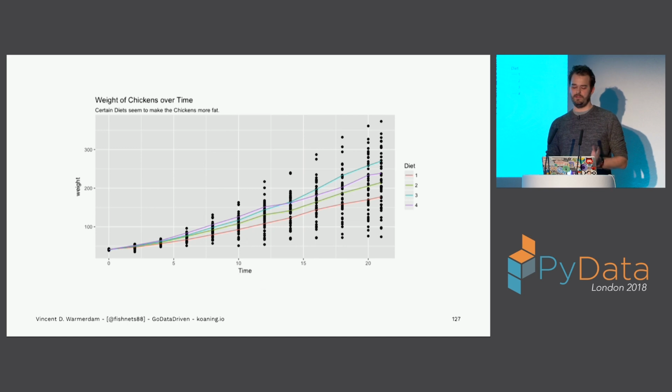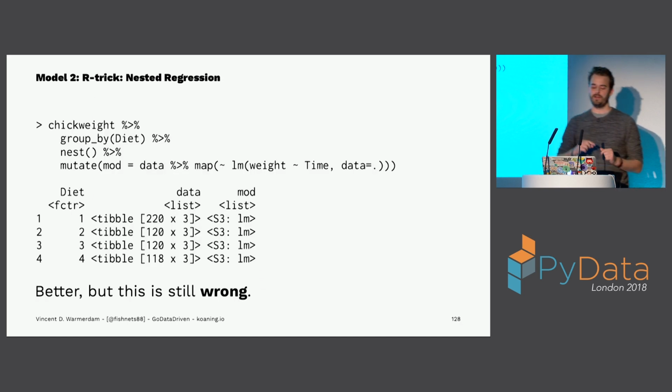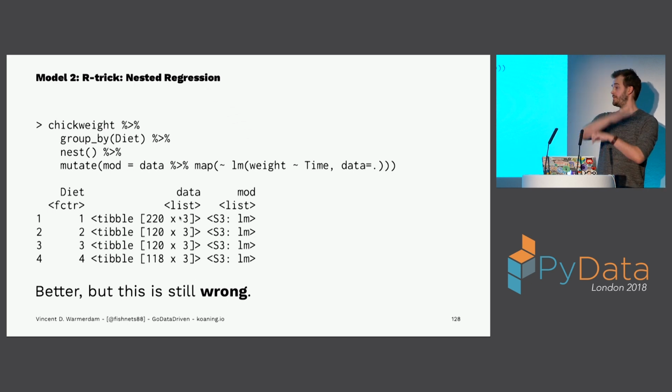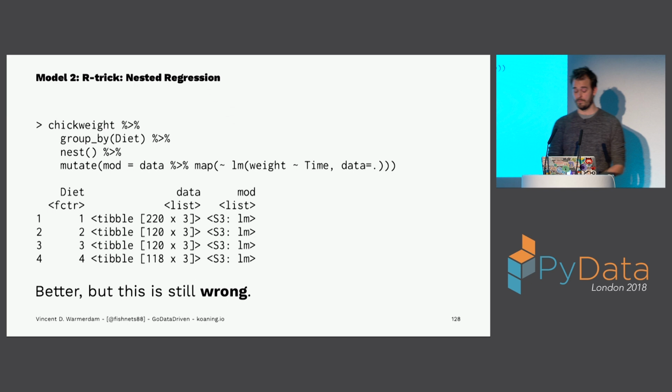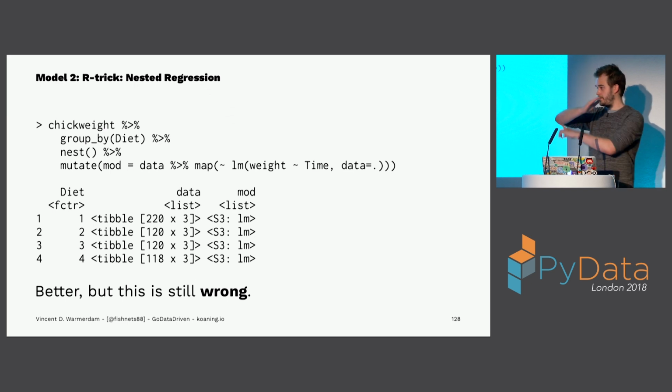Now, because I also like to do things in R, there's a very cool trick. You can have a data frame inside of a data frame. So what you can do is you say group by diet, nest it, then you have a data frame within a data frame, and then you can run a machine learning model per data frame. So the idea is per diet, I'm now going to run a separate linear regression, which is already much, much better. But it's still wrong. At least we're going to get separate slopes, but it's now possible that the intercept's not the same.